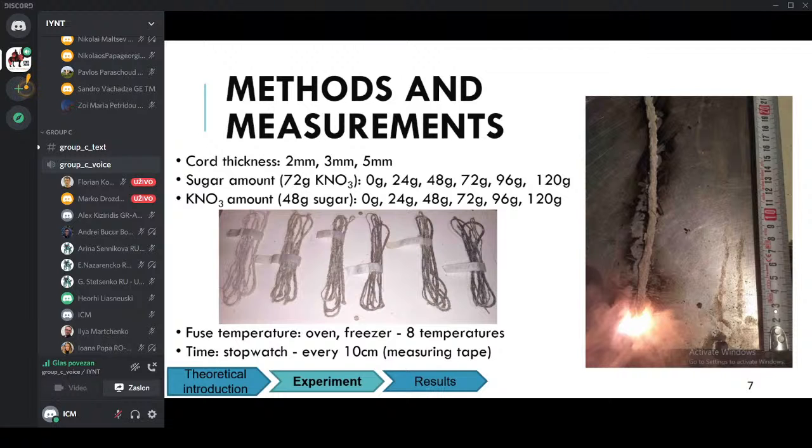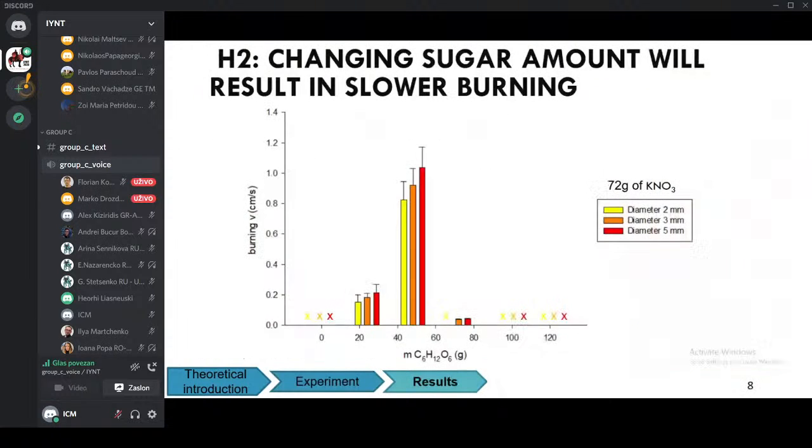I made all fuses as duplicates, so I'll present the results as arithmetic means of 9 measurements. And these are the results that I got. This graph shows the change of fuse speed with the mass of sugar in it, with 72 grams of potassium nitrate. It is visible that the speeds are the highest on the fuse with 48 grams of sugar.